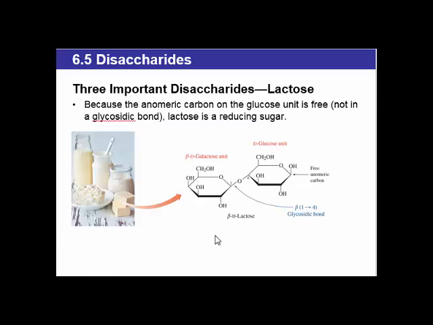So an important thing to know about lactose is that it is a reducing sugar, which means it can be oxidized, which means it has a free anomeric carbon. So if we look at the glucose unit in lactose, there is what we call this free anomeric carbon. Our anomeric carbon, the carbon that's bonded to two oxygens, is not tied up in a glycosidic bond, so this can be oxidized, which means that lactose is a reducing sugar.